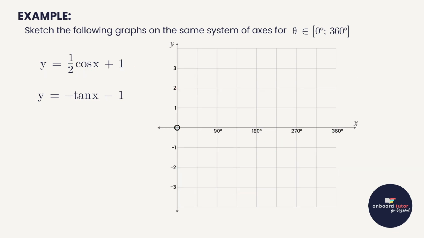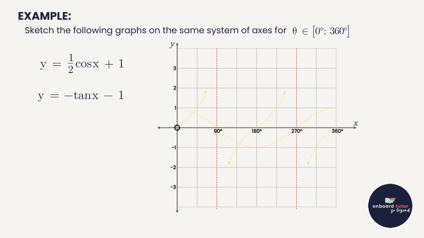Let's have a look at 2 more examples here of sketches. So y is equal to a half cos x plus 1, and y is equal to minus tan x minus 1. So let's get those parent graphs in place. Okay, it looks quite busy, but that's not a problem. We can make sense of the 2. A half cos x plus 1 means that this thing is not actually going to stretch, it's going to squash. So here where it was at 1, it's going to go to a half, and then it's going to move up 1 place.